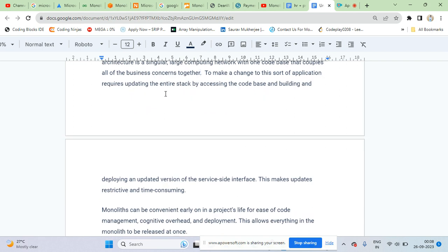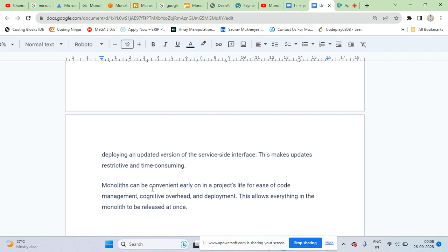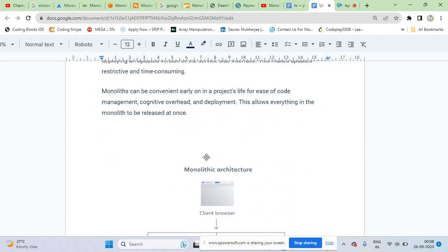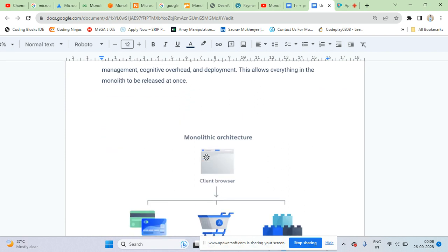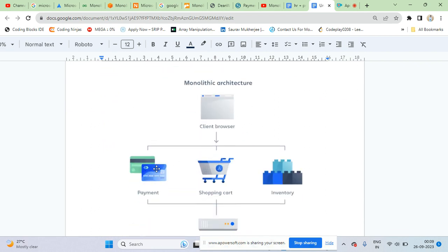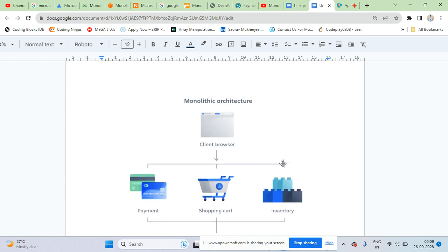This sort of application requires updating a stack by accessing the code base. You have to access the actual original code base, which is the only place to do actual updates. That's a kind of risky thing, and it makes the update restrictive and time consuming. So monoliths can be convenient early on in the project: ease of code management, and deployment overhead is very easy. This allows everything in the monolith to be released at once.